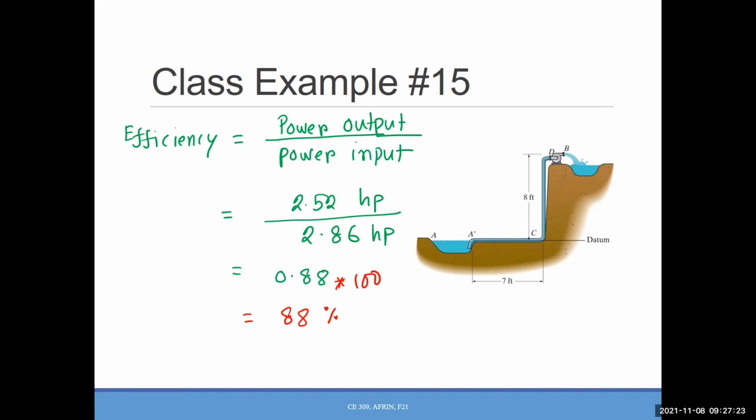So that's it for the energy equation. Like we discussed how it is different from Bernoulli's equation. How can you calculate the head loss? How can you find the pump head and power and efficiency and everything? Now, do you have any question about any concept, any calculation procedure, or anything in general from the energy equation?